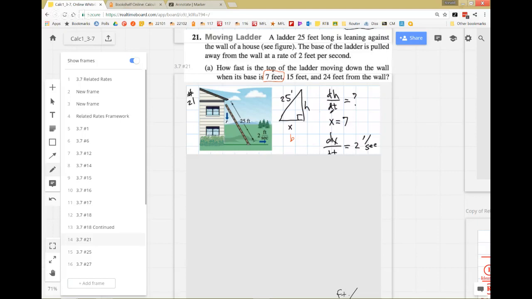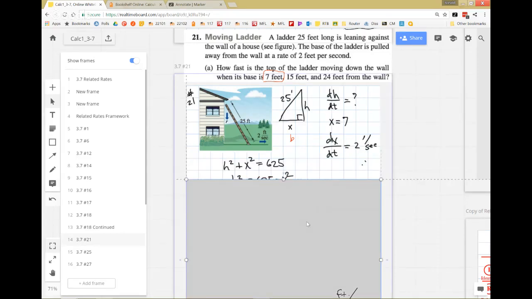Yeah. We're supposed to find how fast the height is changing. So we're supposed to find dH/dt, and we know one more thing that I haven't said yet. We know that dx/dt, that's the rate of this ladder being pulled away horizontally, is 2 feet per second. So here we go.